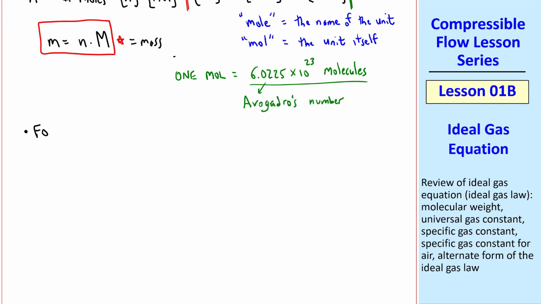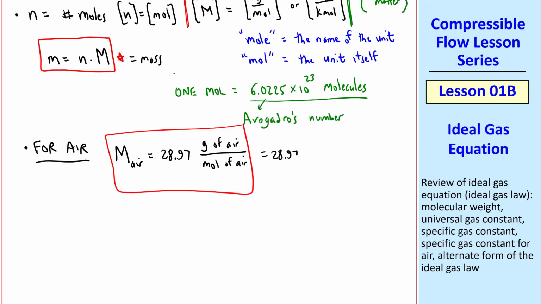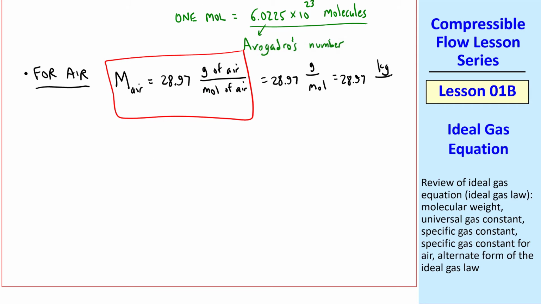In this course, we'll almost always deal with air, but we will deal with other gases later. For air, the molecular weight to 4 digits is 28.97 grams of air per mole of air. But we usually don't write "of air" all the time. It's just 28.97 gram per mole, or 28.97 kilogram per kilomole. Use whichever of these is most convenient with your other units.